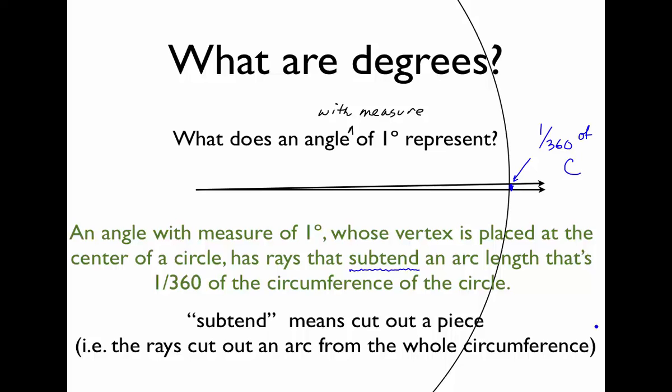Okay, so what about a 36-degree angle? An angle with a measure of 36 degrees. Nadine, can you explain what an angle with a measure of 36 degrees would be? It would be 36 over 360 of the circumference, so it would be 1/10. So the angle is such that what? That's right. It's the angle such that the vertex is at the center of the circle, and its rays subtend an arc length 1/10 of the circumference. Right, if it's 36 degrees, then those rays are going to cut off, or subtend, 1/10 of the circle.